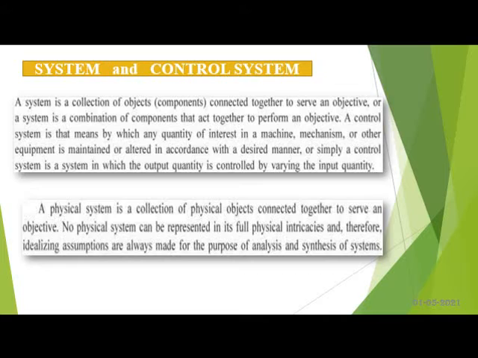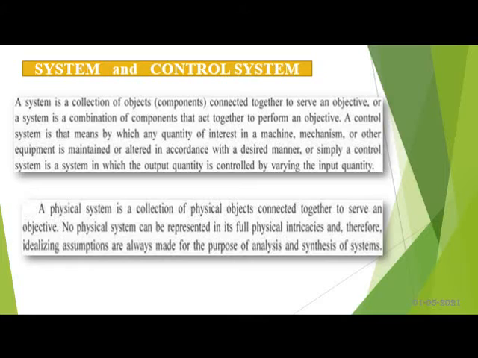For example, how do you get wood? By tree cutting and so on, then it comes to the market, then carpentry is done, and finally you get wood in the shape of a table, chairs, everything. That is one kind of system. Now system and control, the two combined, is the control system.